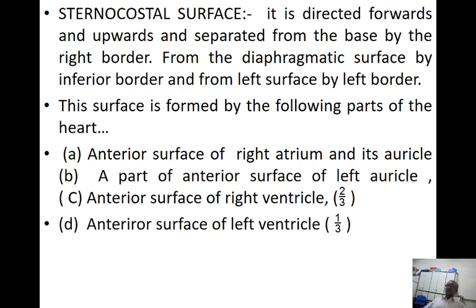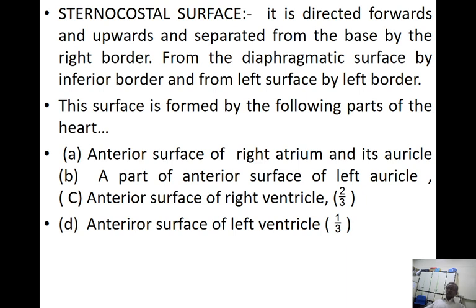Sternocostal surface. The sternocostal surface is directed forwards and upwards. It is separated from the base by the border, from the diaphragmatic surface by the inferior border, and from the left surface by the left border. This surface is formed by the following parts. So it has three borders: the right border, inferior border, and the left border.